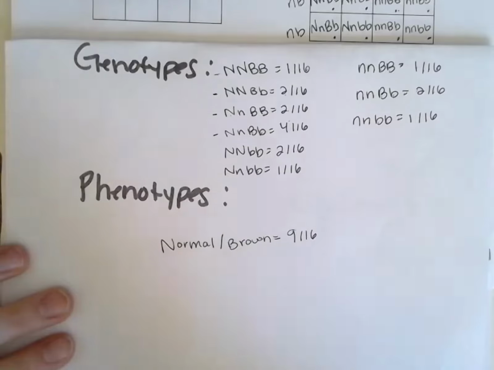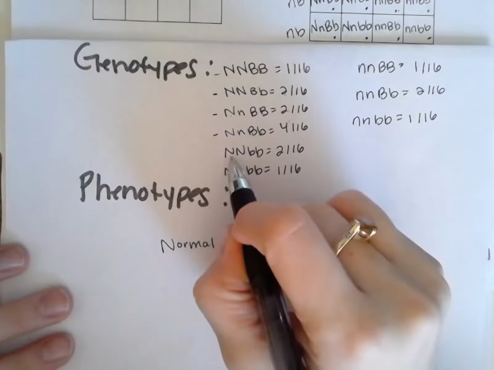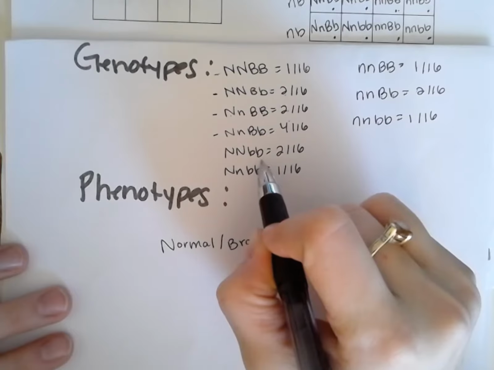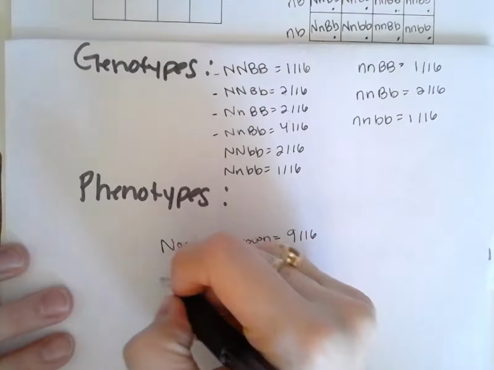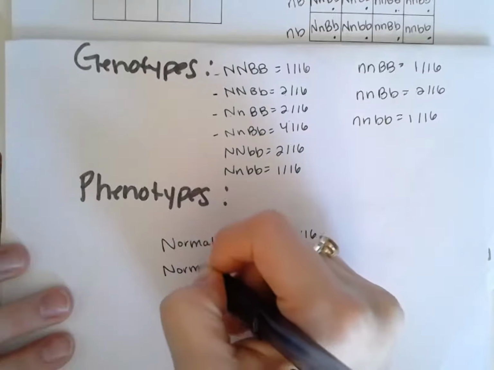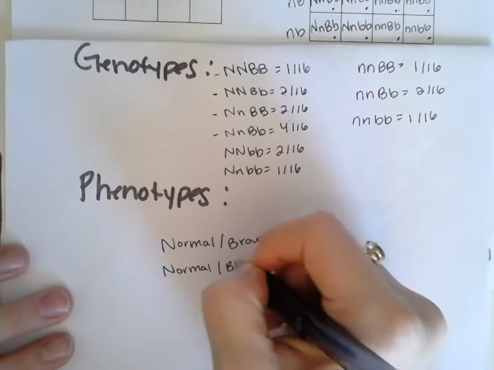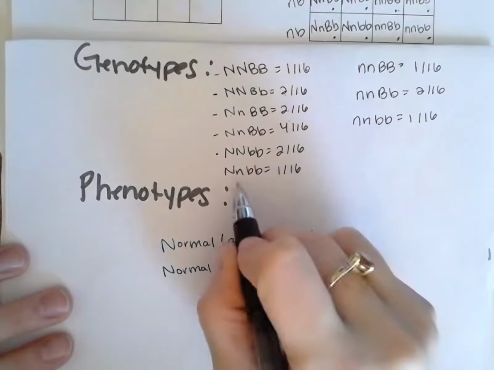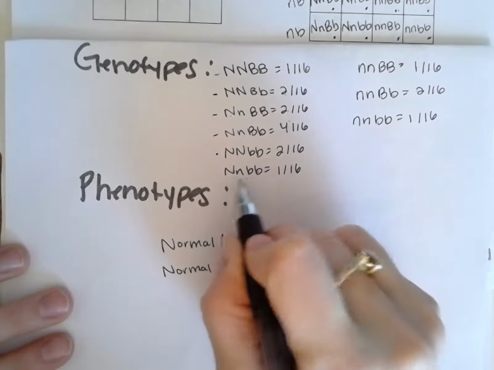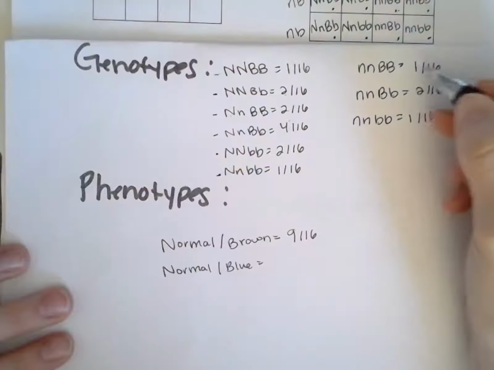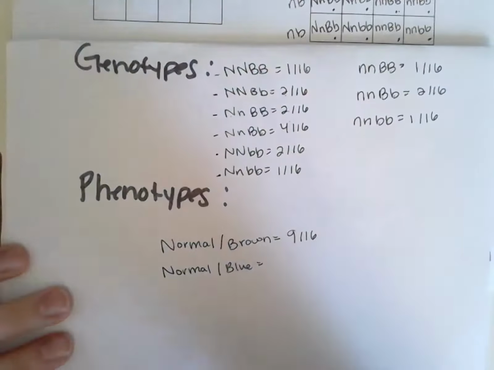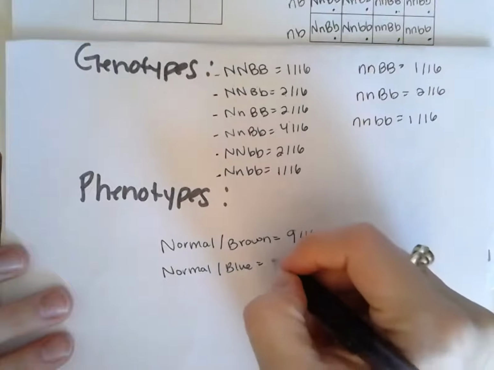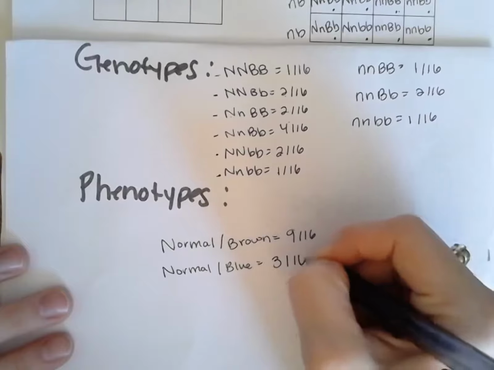Alright. Moving on here, we have 2 capital N, so that's going to be normal coat, and 2 lowercase b's, that's going to give us blue eyes. So normal and blue. This one here is going to give us normal and blue eyes as well, and then the rest of these will be black coats. So we just have these two, and 1 more, a total of 3 out of 16.